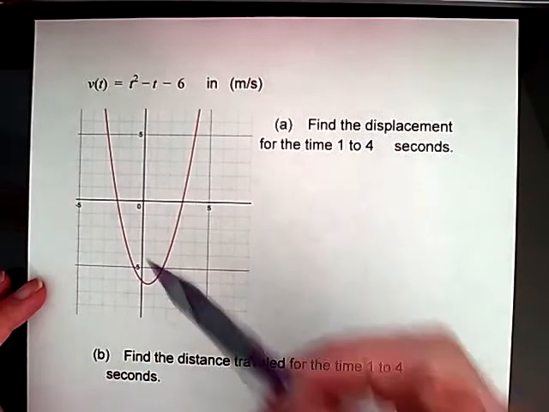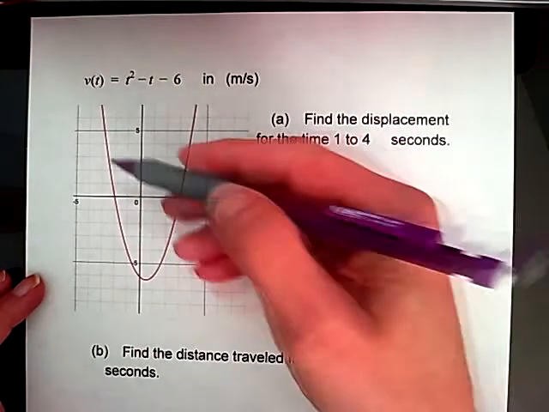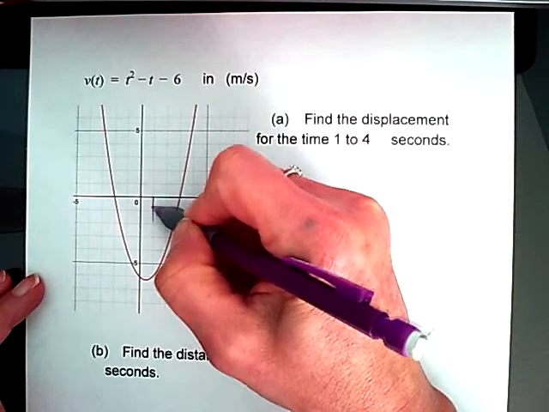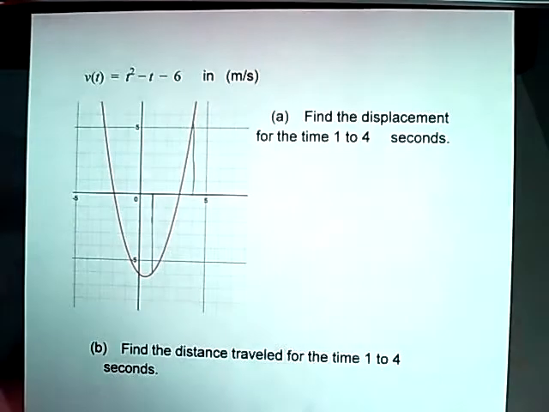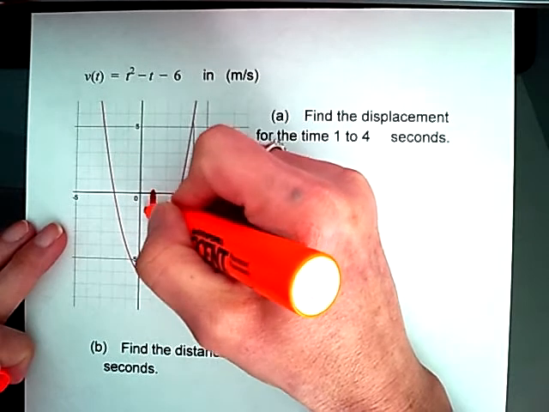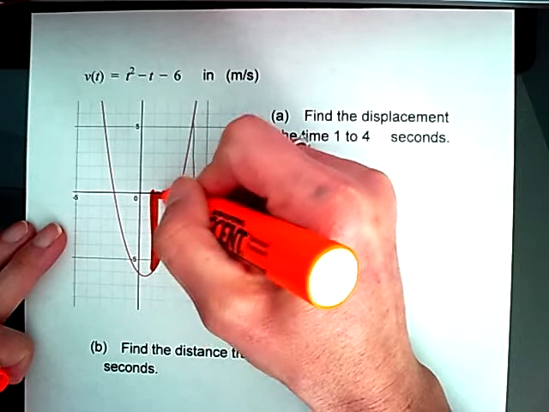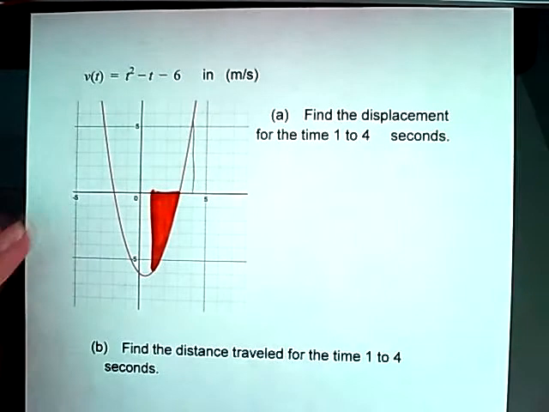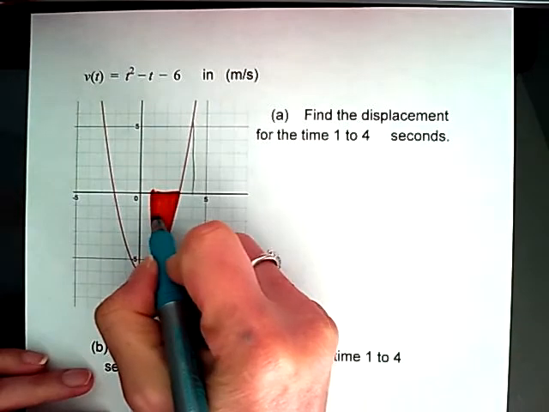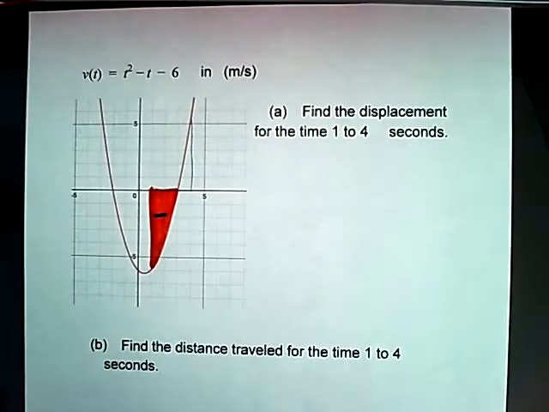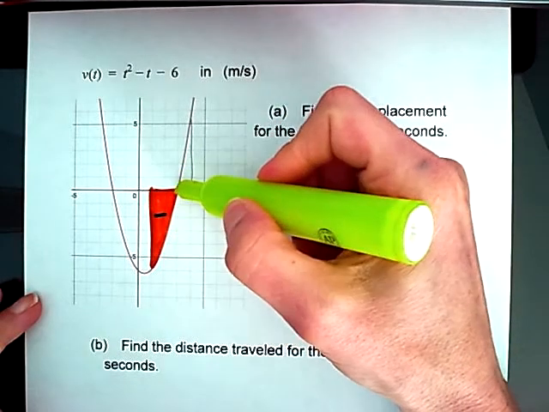So in this problem, I've graphed this function for us. Now we're only concerned from 1 to 4 seconds, so from here to here. If I highlight what's happening, the area from 1 to 3 seconds is underneath the curve. That's going to mean that this area is all going to be negative. I'm sorry, I said 1 to 2, but that's really 1 to 3 seconds.